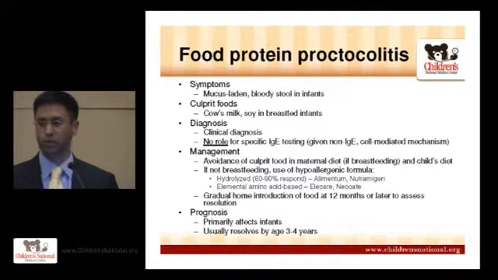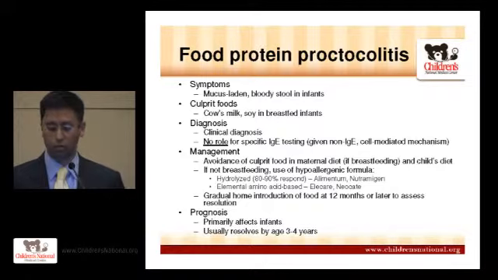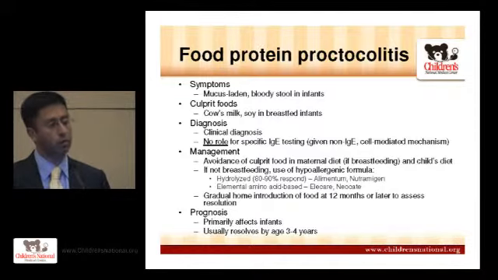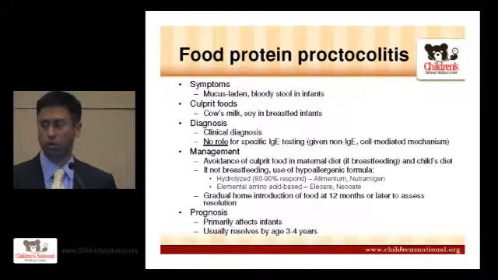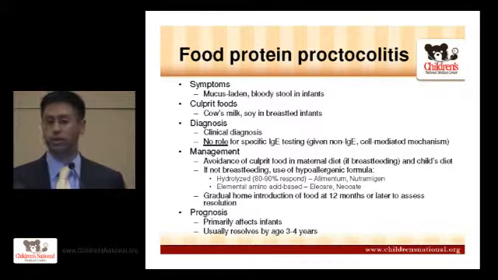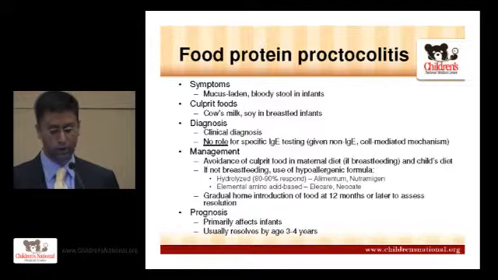And then the management is simply avoidance of what we think is the culprit food. If the mom is breastfeeding, we usually recommend avoidance of milk and or soy. If she's not breastfeeding, a hypoallergenic formula can be used. 80 to 90% of proctitis will respond just to a hydrolyzed formula, like Alimentum or Nutramigen. So you don't necessarily have to go to the elemental formulas, which are more expensive, and those are Elecare and Neocate. And then again, this has a very good prognosis, and so we usually recommend introduction of the food at home at 12 months or later.